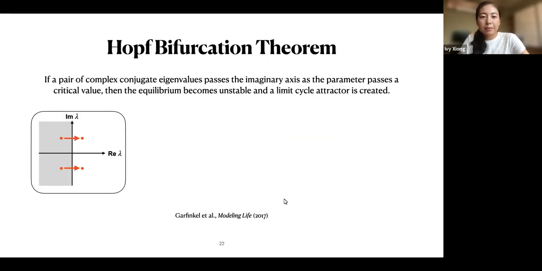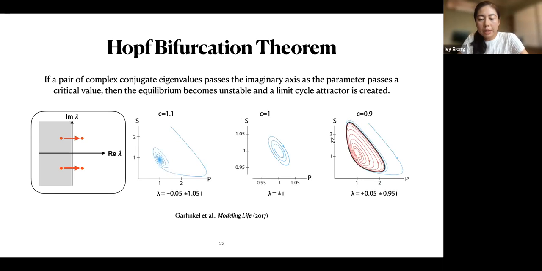That brings me to the Hopf bifurcation theorem, which is a way that we can actually study this bifurcation behavior analytically. So the theorem basically says if we look at the eigenvalue structure of the equilibrium point, if the pair of complex conjugate eigenvalues passes the imaginary line as the parameter passes the critical value, then the equilibrium becomes unstable. And that's how a limit cycle can be born. For example, here is a toy example. We have parameter value C.